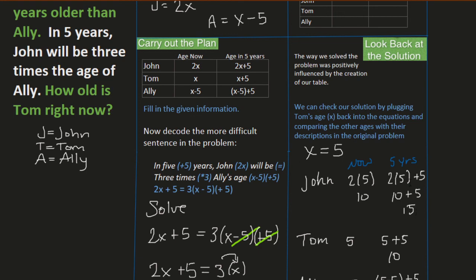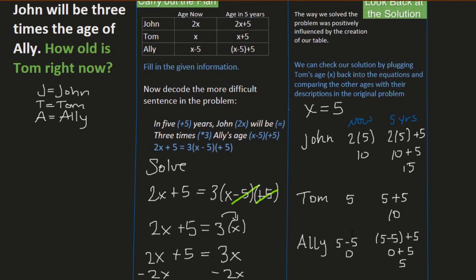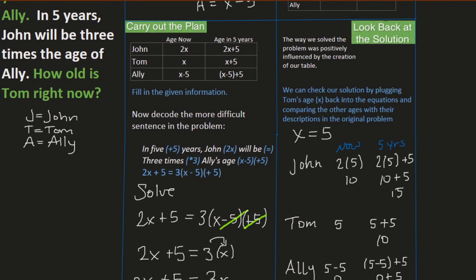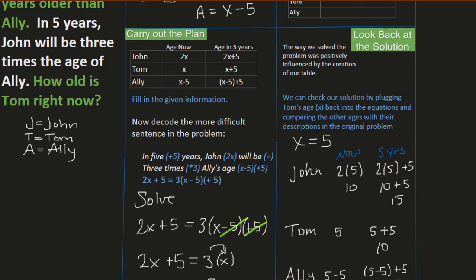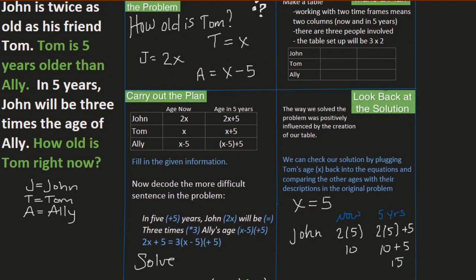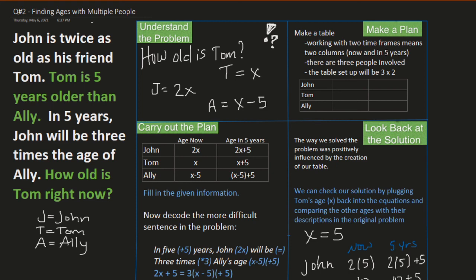John will in fact be 15 years old, which is 3 times Allie's age of 5 years old in 5 years. So that's a good way to check back and see if your equations and your numbers have all come to be. I think that's about it there. So it looks pretty good. Looking at our chart here, it definitely qualifies our answer. And I think that the way that we went about solving it was precisely right.